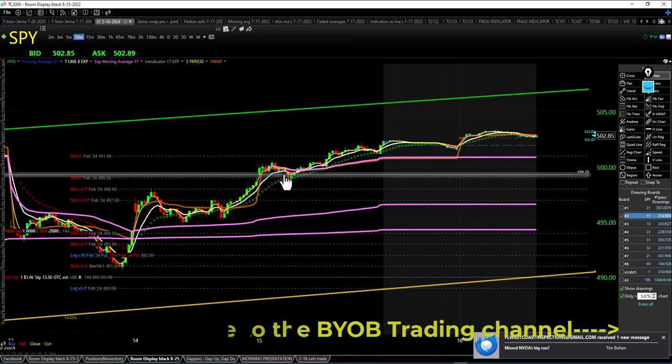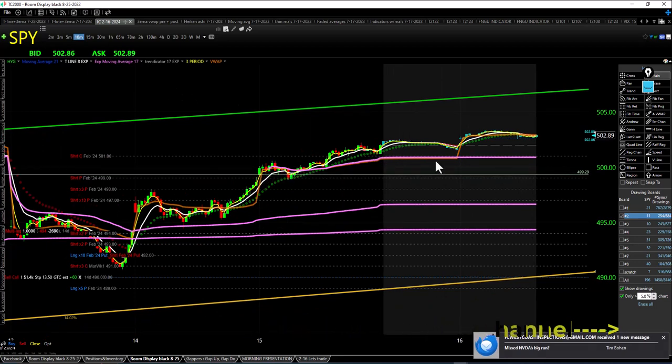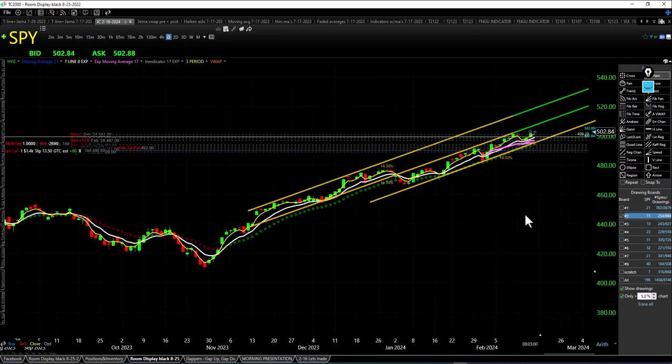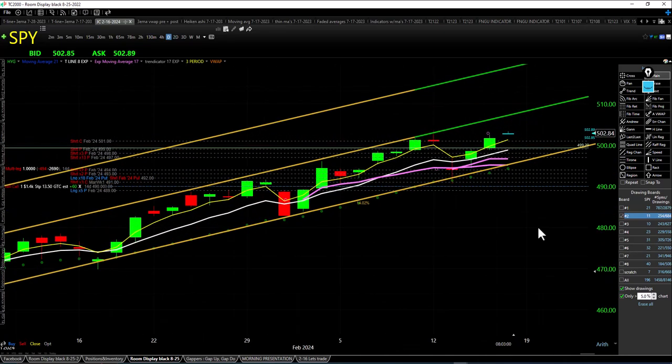You can see that's where price came to several times before taking off to make a higher high for the day. Not an all-time high, just a high for the day. So there's SPY. Let's take a look at, again, the rest of the market, which pretty much looks the same.